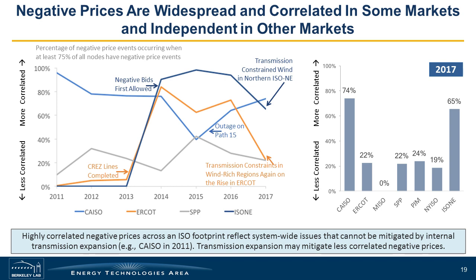And then finally, we'll talk a little bit more at the end about ERCOT, where you can see that prior to the CREZ expansion, negative prices were not very well correlated in ERCOT. And then as the transmission was expanded, negative pricing that still occurred after the expansion was much more correlated across Texas. And then over time, we see the transmission constraints again on the rise and that lack of correlation across all of ERCOT in the orange line.